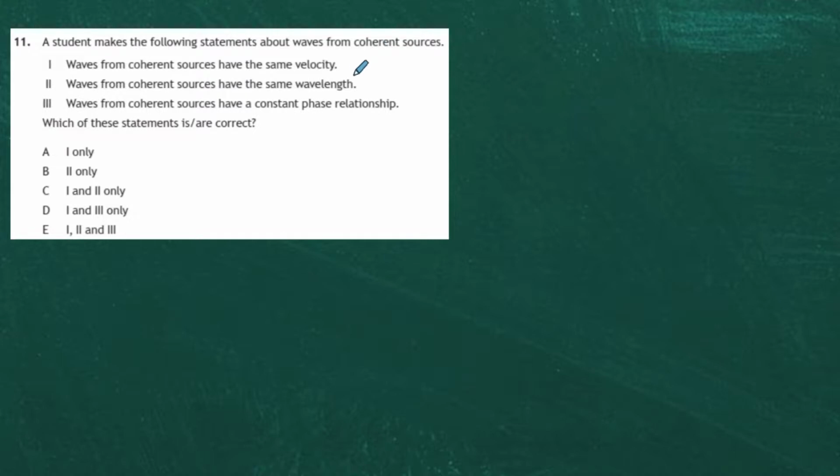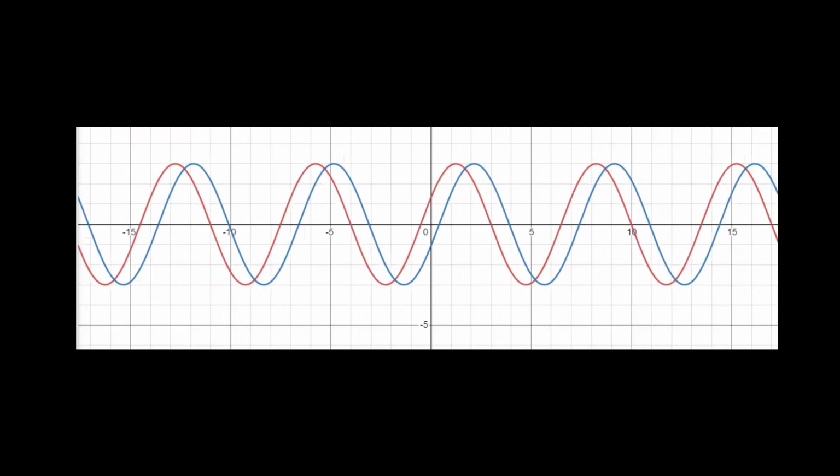Well, in fact, all of them are correct, because coherent sources will emit waves with the same velocity, coherent sources will emit waves with the same wavelength, and coherent sources will have a constant phase relationship. So the answer is going to be E, which means all three, 1, 2 and 3. But it's a little bit of extra study. Let's look and see what in fact constitutes coherent waves by looking at this simulation.